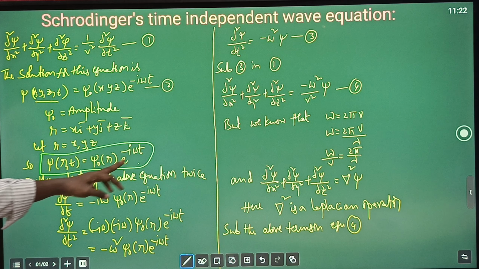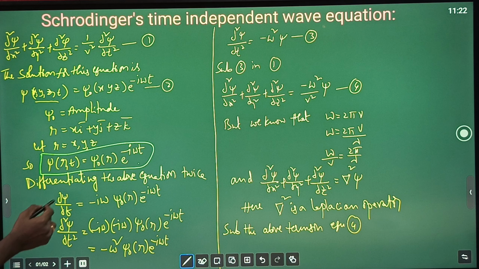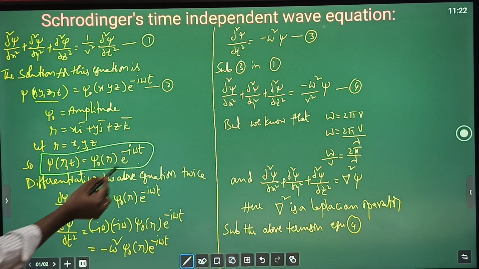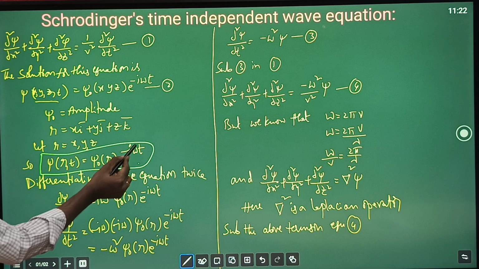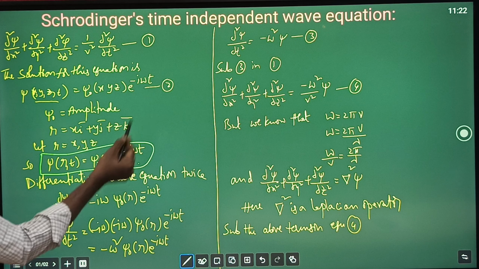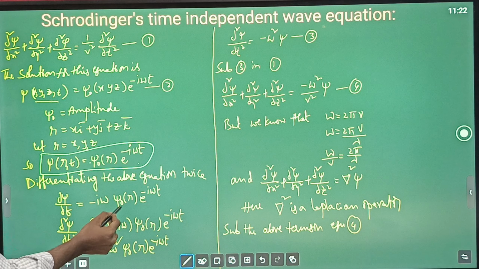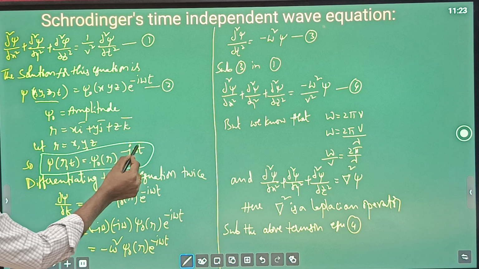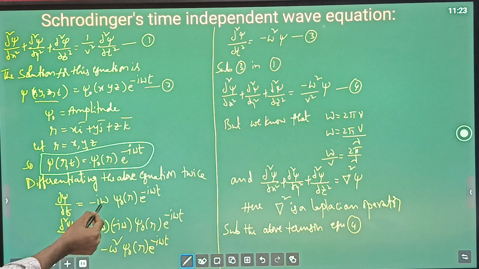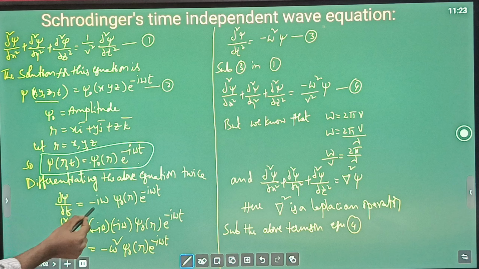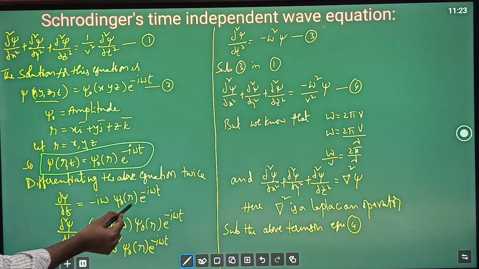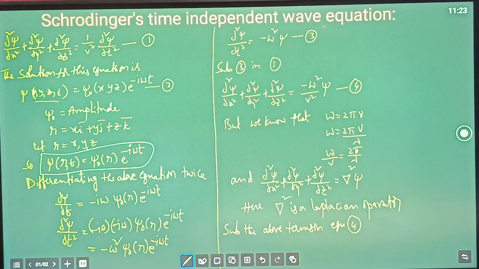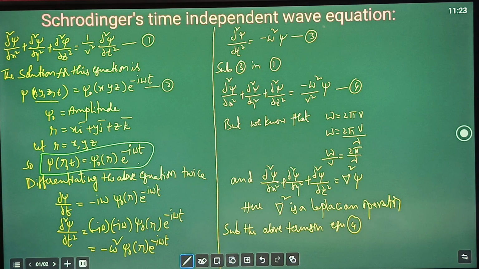So differentiating this equation, we can write dou psi by dou t is equal to psi naught of r e power of minus i omega t, and e power of minus i omega t on differentiation gives minus i omega. So dou psi by dou t is equal to minus i omega psi naught of r e power of minus i omega t. And we need to differentiate once more.